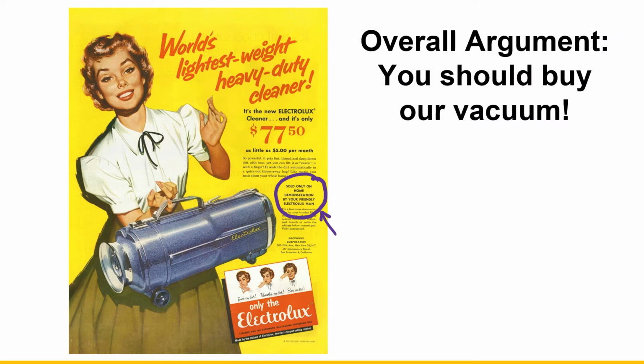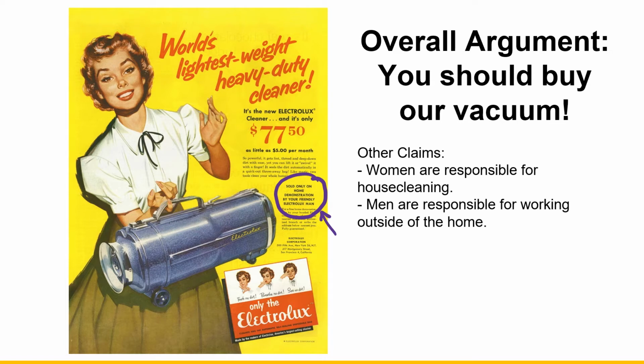Here's what I noticed when I was looking for claims. I think the overall argument of this advertisement is, you should buy our vacuum. No surprises there. And then they have lots and lots of other claims throughout the rest of the ad. The ad features a woman using the vacuum. Maybe the advertising is making the implied argument that women are responsible for housework. At the same time, the ad writes that you can purchase this vacuum from your friendly Electrolux man. Maybe they're suggesting that men are responsible for jobs and participating in business.